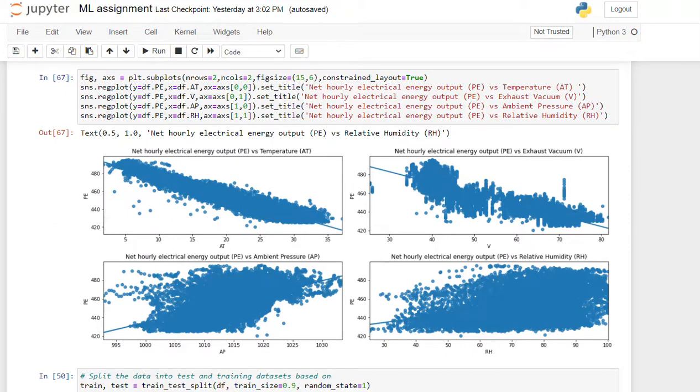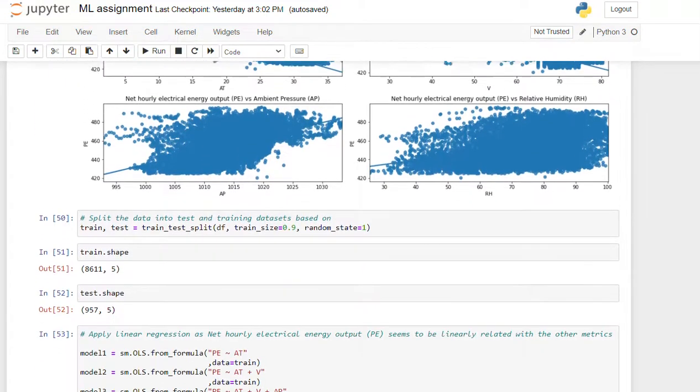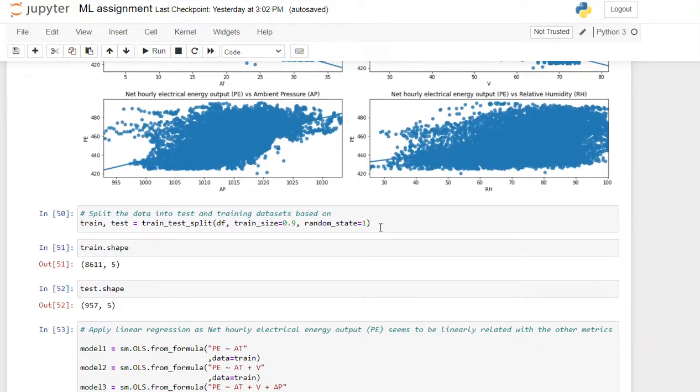So next, we divide the data into training and testing dataset, and as you can see, the training dataset has 8,611 observations, which is 90% of the dataset, and the remaining 957 observations go into the testing dataset.